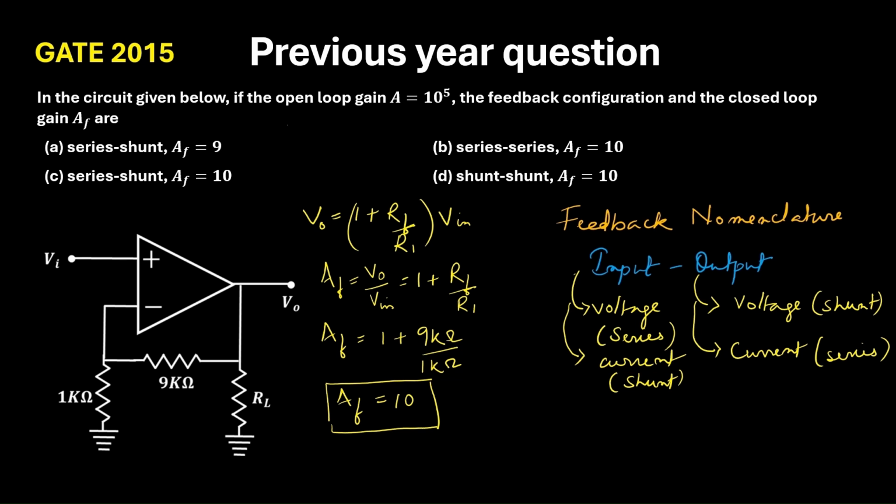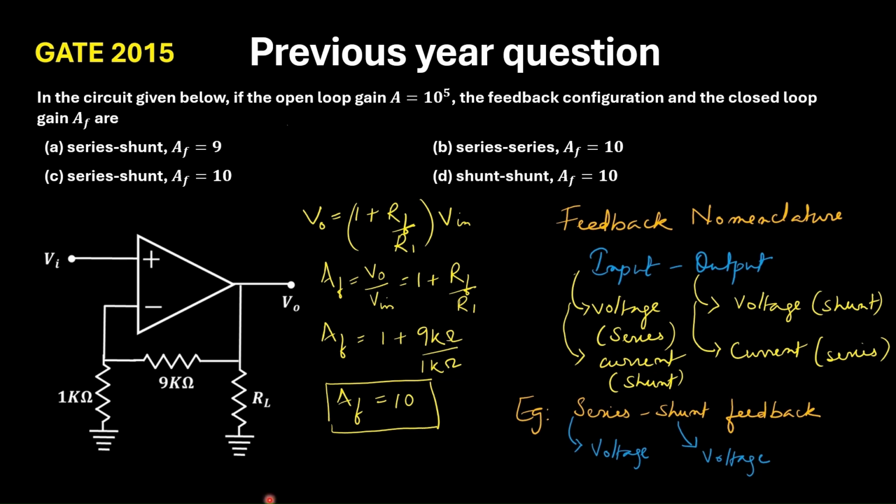So let us take one example. Let's say we call it series shunt feedback. So that means in this series shunt feedback, it is saying that the input is in terms of the voltage signal, and the output is in terms of voltage. Similarly, if we take series series, that means the input is voltage and the output is current.